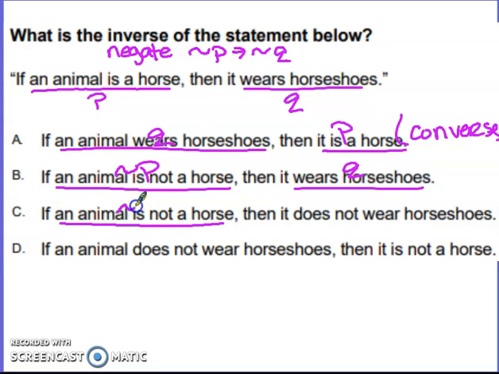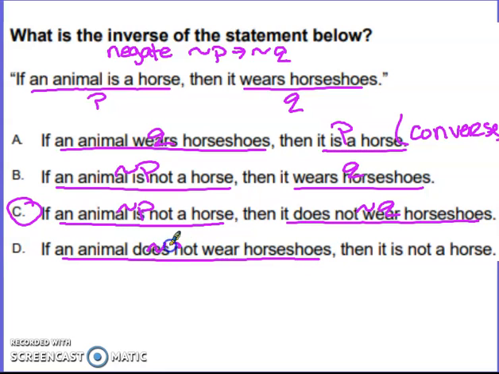If an animal is not a horse, negative P, it does not wear horseshoes, negative Q. That is my inverse. And if we look at the last one, just to make sure, it does not wear horseshoes is negative Q, it is not a horse, negative P. This is your contrapositive. You flipped and negated your sentence.